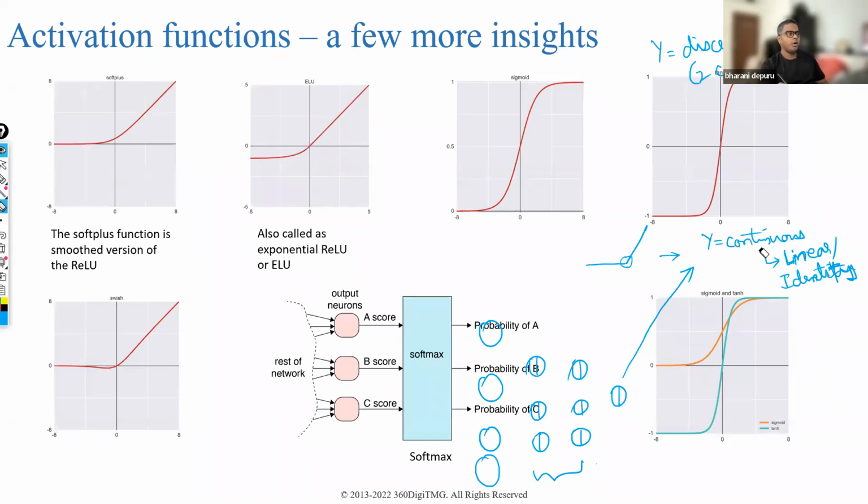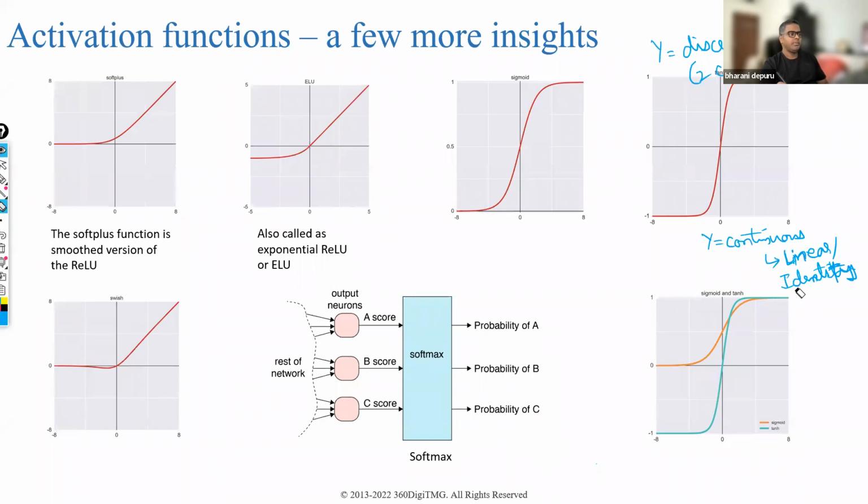Just remember that when your output variable is continuous, we use linear or identity. That means don't use any activation function in the output layer. In the output layer, don't use any activation function if your output is continuous. If your output variable is discrete in 2 categories, use sigmoid.